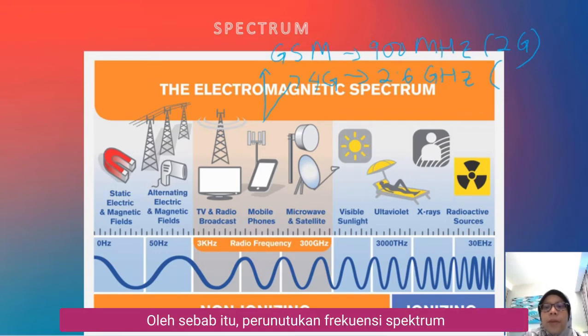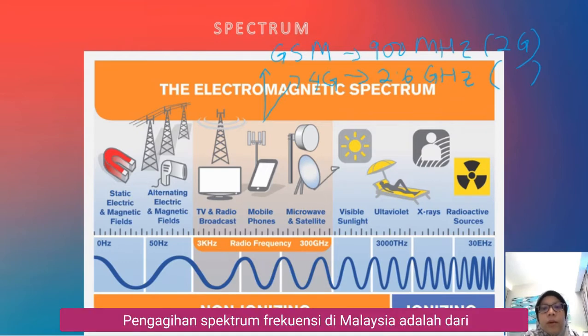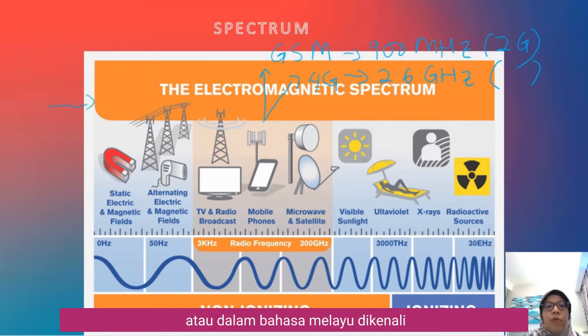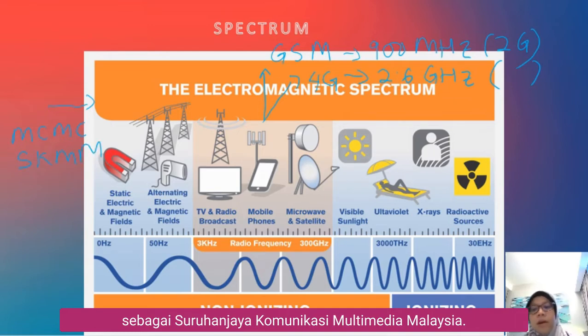So that's why the allocation of the frequency spectrum for these applications has been proposed by the government. For example, for Malaysia, the electromagnetic spectrum, according to certain application, has been proposed by MCMC, or in Malay what we call it as SKMM, Suruhanjaya Komunikasi Multimedia Malaysia.